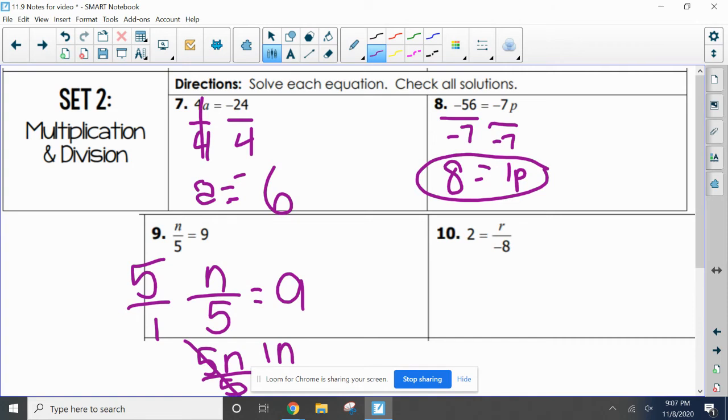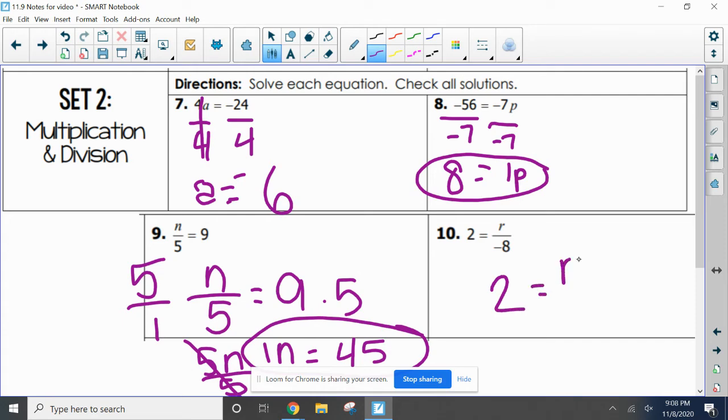And then we're going to do the same thing to the other side. Times 5. 9 times 5 is going to give me 45. We're simply left with 1n, or n equals 45. Same thing over here on 10. R is being divided by negative 8. In order to get rid of division, I have to multiply. So I'm going to multiply by negative 8.